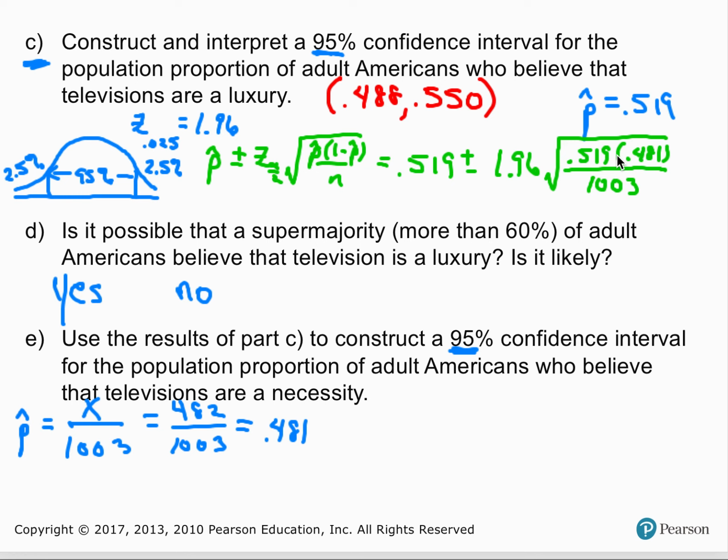So again, I can just go back to this formula that I already have in my calculator and just change the 0.519 to 0.481. And then the rest of it's the same. I still have the same z. I still have the p hat and 1 minus p hat. And I still have the same n. So this time we get 0.450 and 0.512.